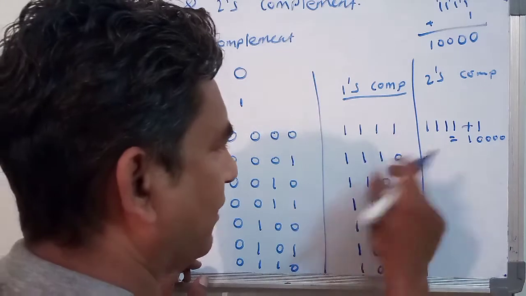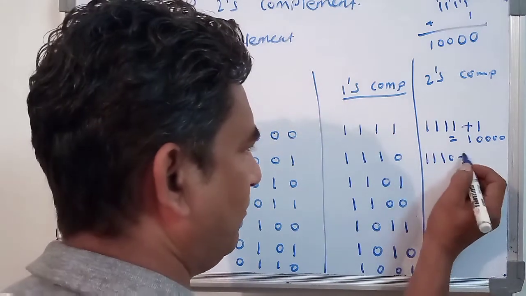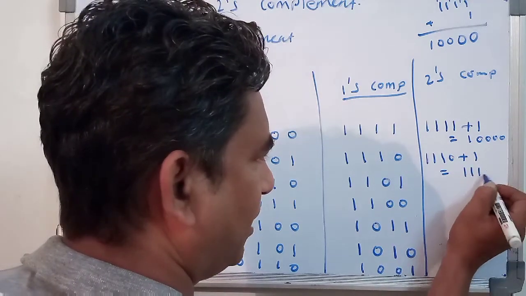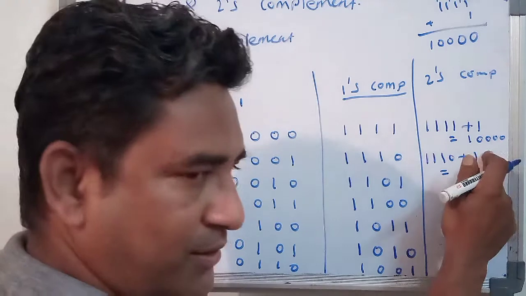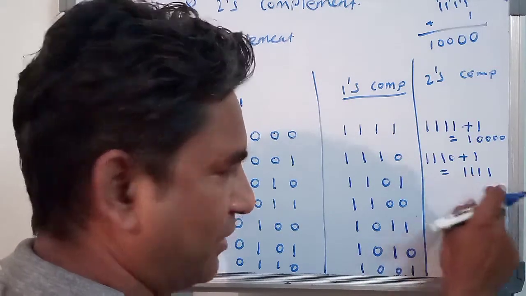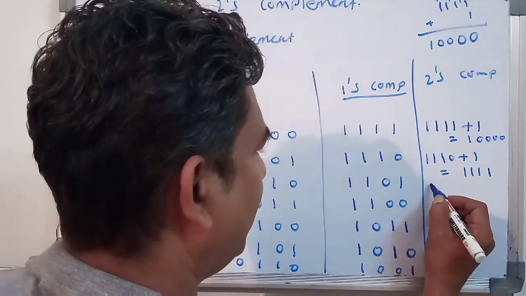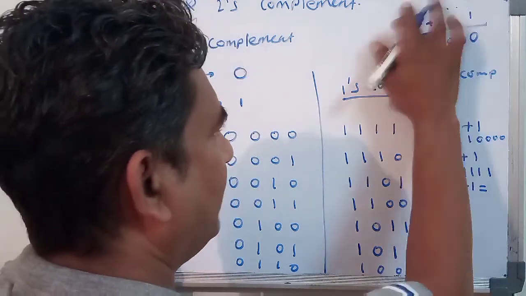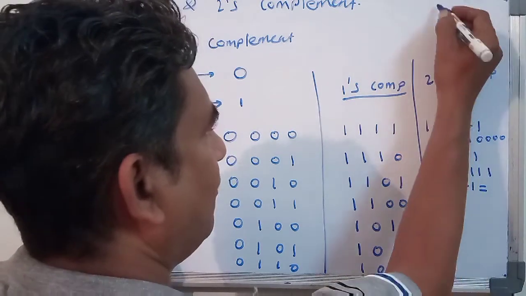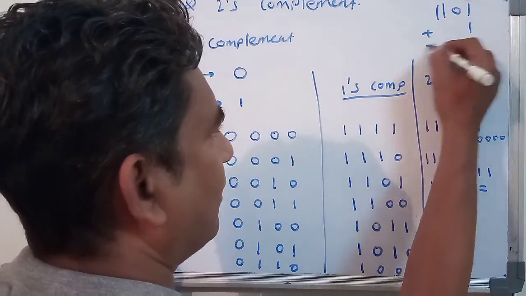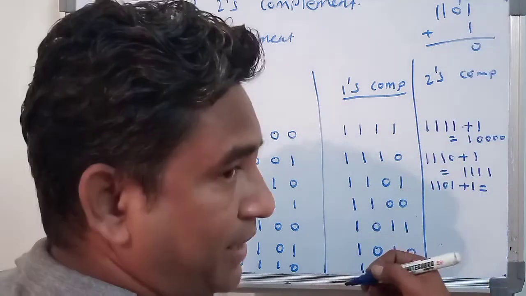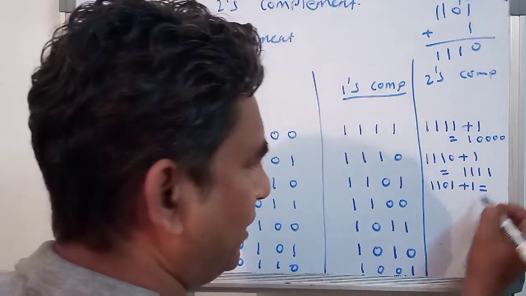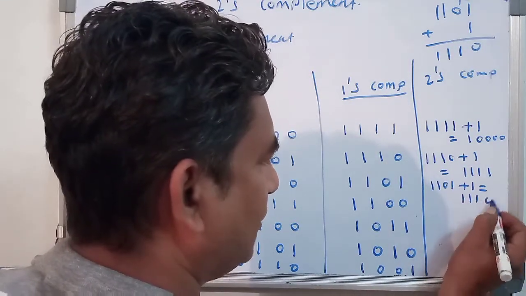Okay students. Now here 1, 1, 1, 0 plus 1. At the last bit we have added the 1, so you will be getting the answer 1, 1, 1, 1. You may try this in rough also. Here again the value is 1, 1, 0, 1 plus 1. 1 plus 1 is 0, this 1 will be carried. So 1 plus 0 is 1, then 1 and 1 will be left. So here you will be getting the answer 1, 1, 1, 0.